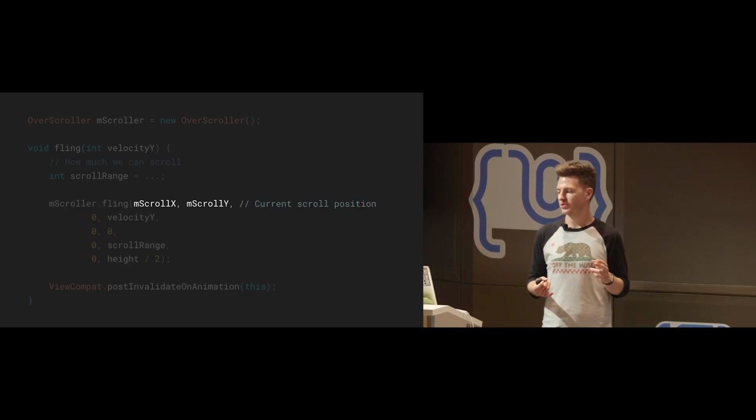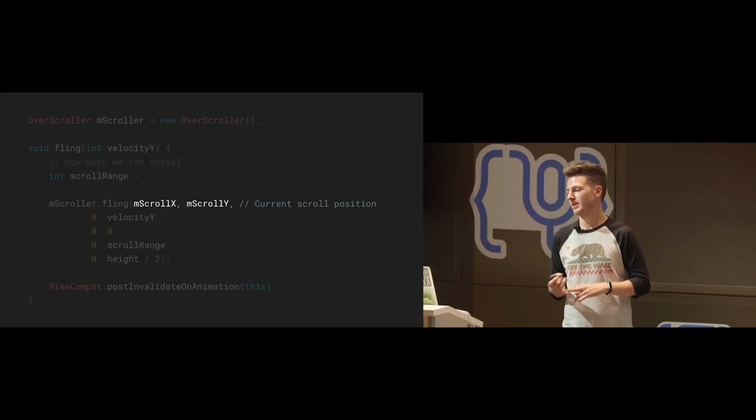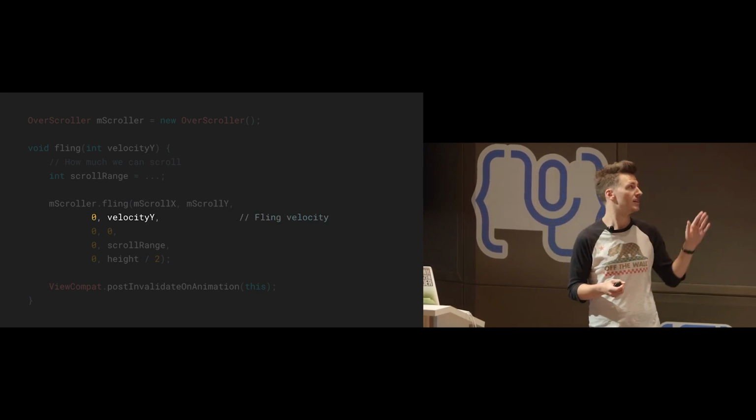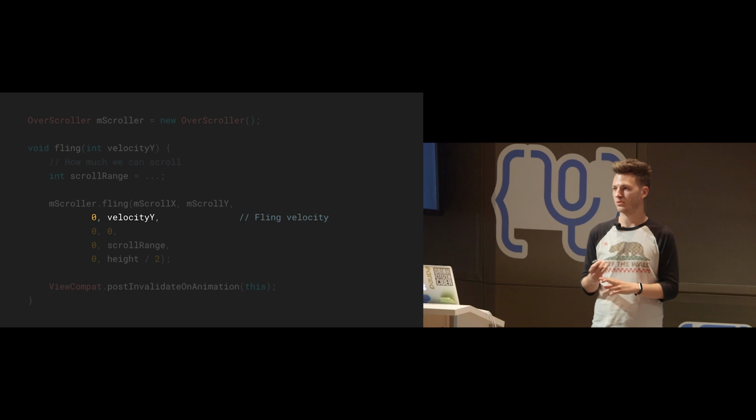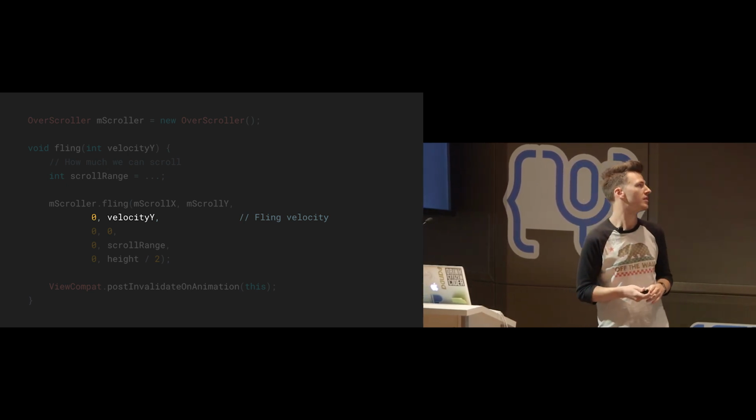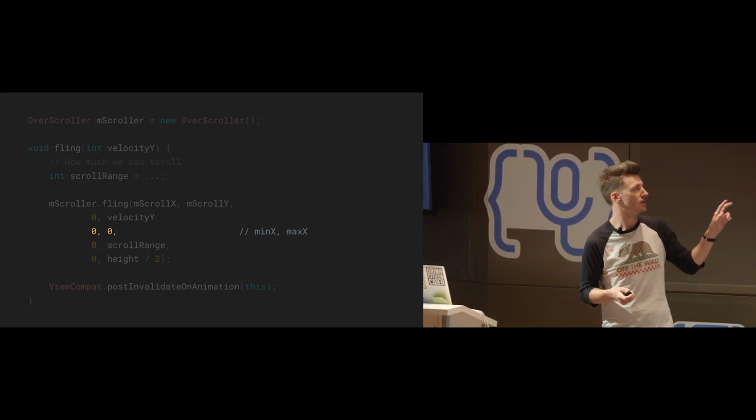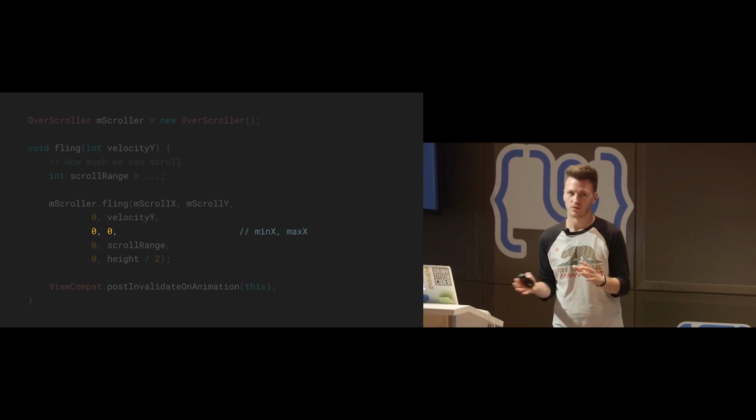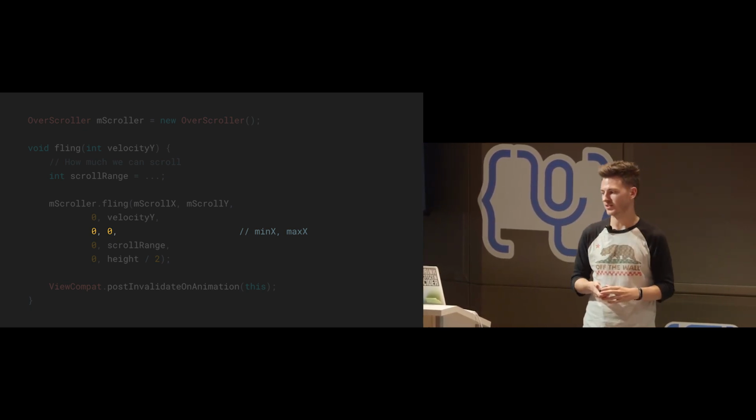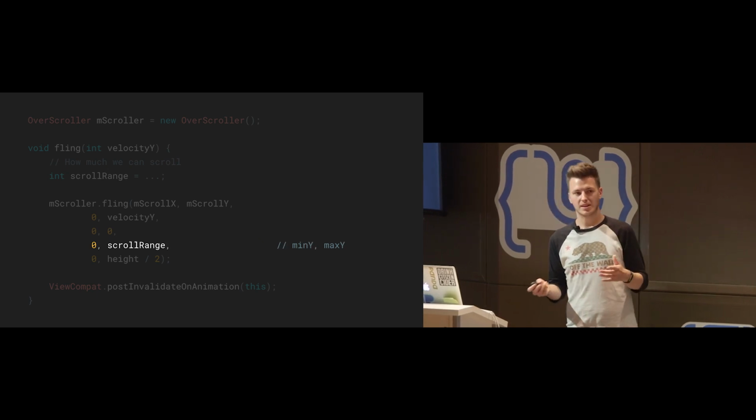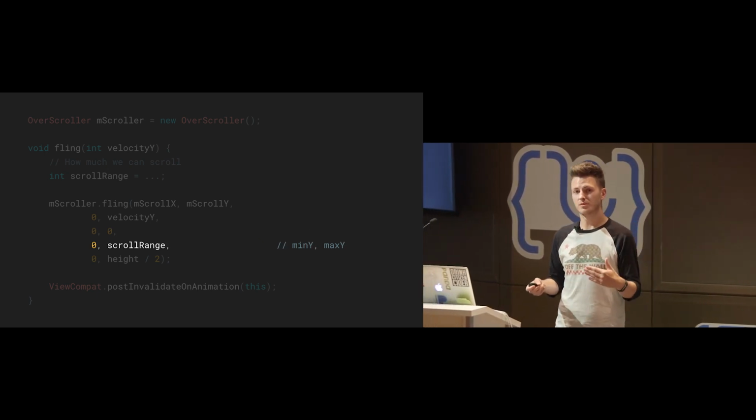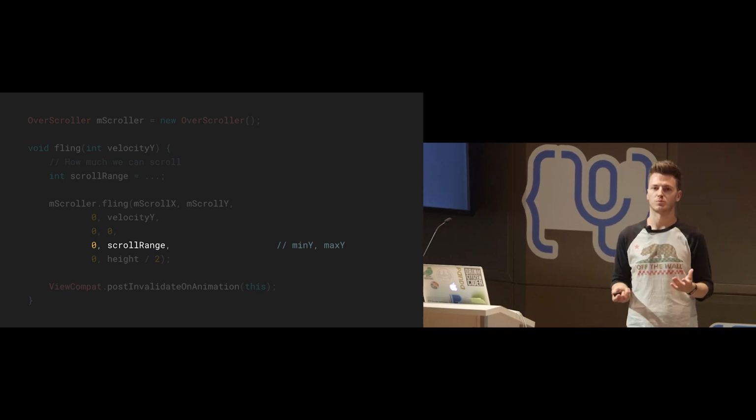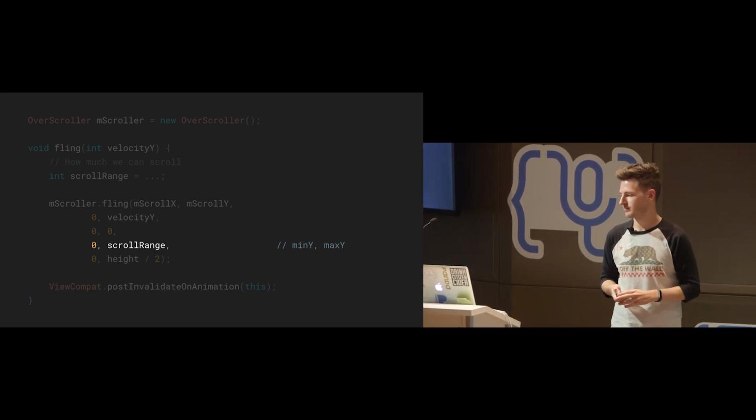So the first two values are your current scroll positions. So you pass in x then y. Then you have fling velocities, again, x then y. Because we don't scroll horizontally, we just pass 0. And then we have the third set of parameters, and they are min x and max x. Again, we don't scroll horizontally, so 0, 0. Then we have min y, max y. Again, we can't scroll past 0. And max y is just the max we can scroll, so in this case, it's scroll range.